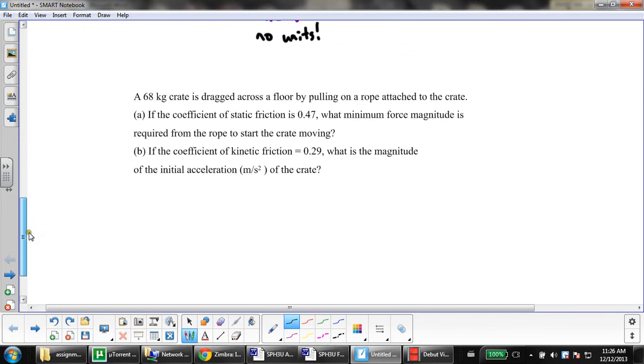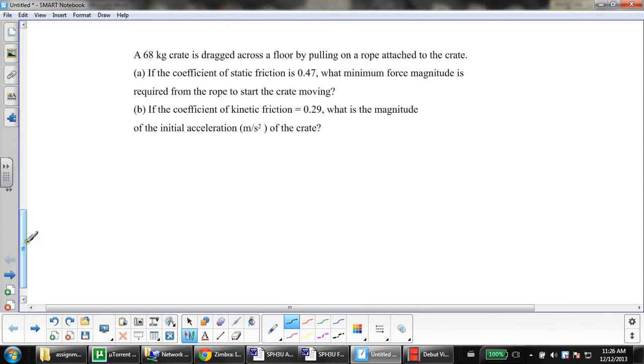So here's a question we might try together. We've got a crate, dragging it across the floor, pulling on a rope. I've got a mu. What is the minimum force required to get this crate moving? So, as with all force questions, we are going to make a free body diagram. Here the mass is 68 kilograms.